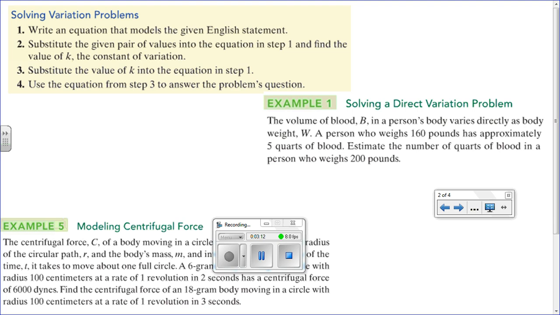So we have here the problem says the volume of blood, and we're using the variable capital B to denote the volume of blood, in a person's body varies directly as body weight, and we're using W for that. So let's write an equation with that statement. So the volume of the blood varies directly, so B equals K times the person's weight. And that's it.